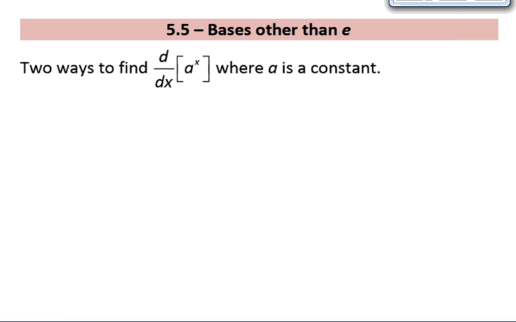Okay, this video is going to cover section 5.5, bases other than e. In video 5.4, we talked about taking the derivative of an exponential function e to the x, which was simply e to the x. But what happens if we have an exponential function with a different base? For instance, the derivative of a to the x, where a is a constant, anything but e.